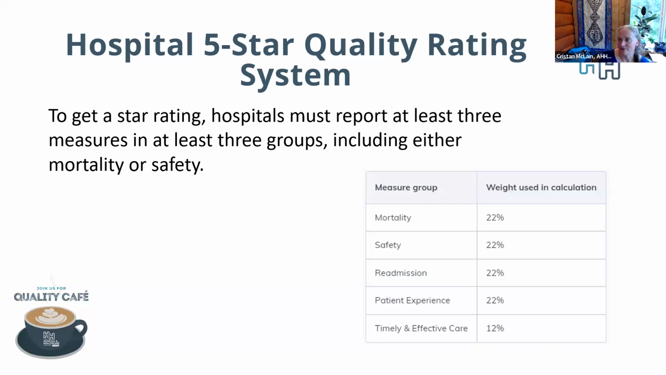So not every hospital gets rated. To get a star rating, hospitals must report in at least 3 measures in at least 3 groups, and one of those has to be either mortality or safety. We'll go through this a little bit more, but just think about it as we're looking at these groups, that in order for your hospital to have a star rating, you must report 3 of the measures in 3 of the groups, 3 of 3.